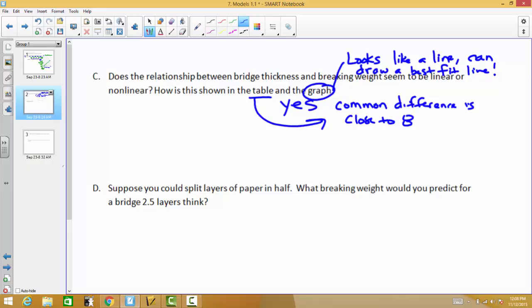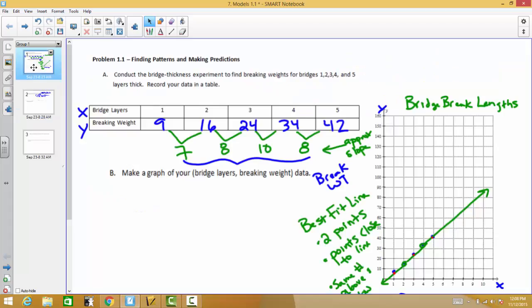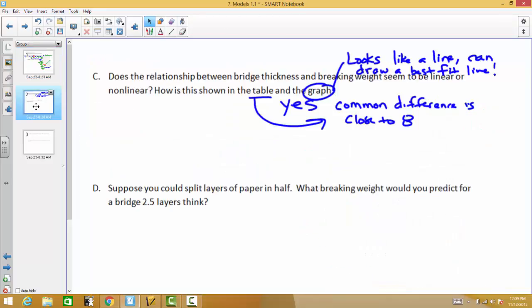And letter D says, suppose that you could predict a weight for 2.5. So let's go back to the table. And a best fit line is showing that you can for 2.5. 2.5 is right here. And if you trace that up, it hits right here. And that's around about right there. So it looks like 2.5 is pretty close to 20. You can also predict that by looking at what's in between 16 and 24, and that is also 20. So that's how you're going to predict. You can predict from the table or from the graph. So 20 pennies.